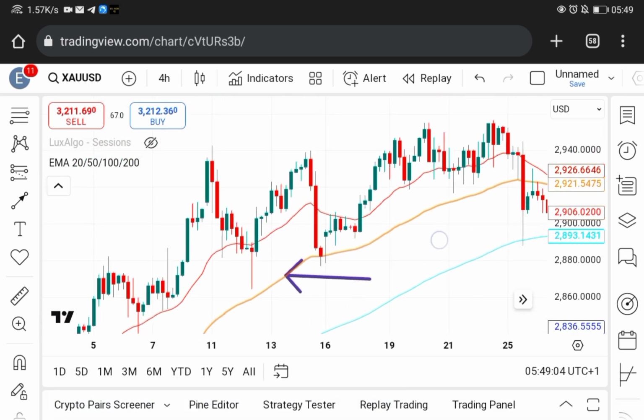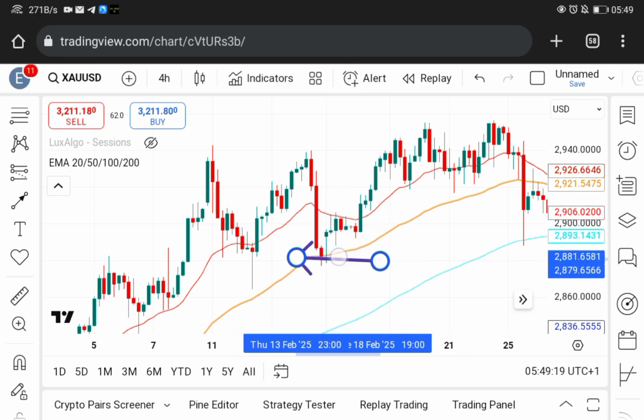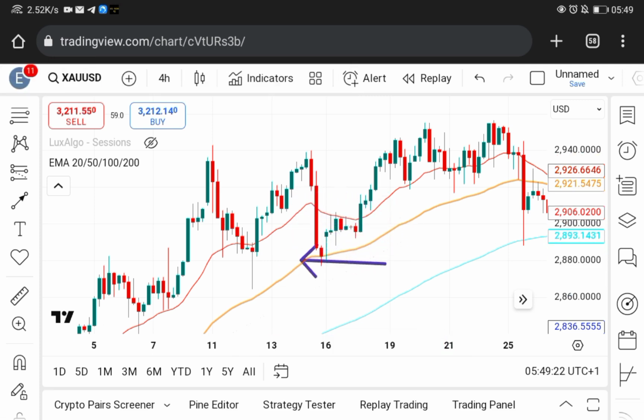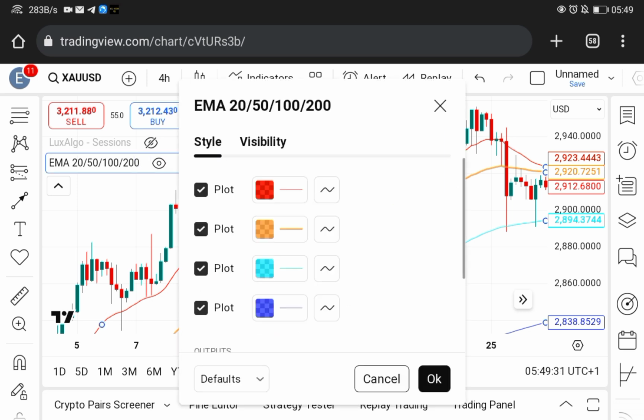Therefore, I'm going to click on any of it. Even if you want to remain with any EMA here, that should be this red one here and this orange one. Then once it comes to the plots, go to the EMA again so we can disable the ones we don't need. So you go to the EMA again, you disable plot, the third and the fourth one. Then you click on OK.